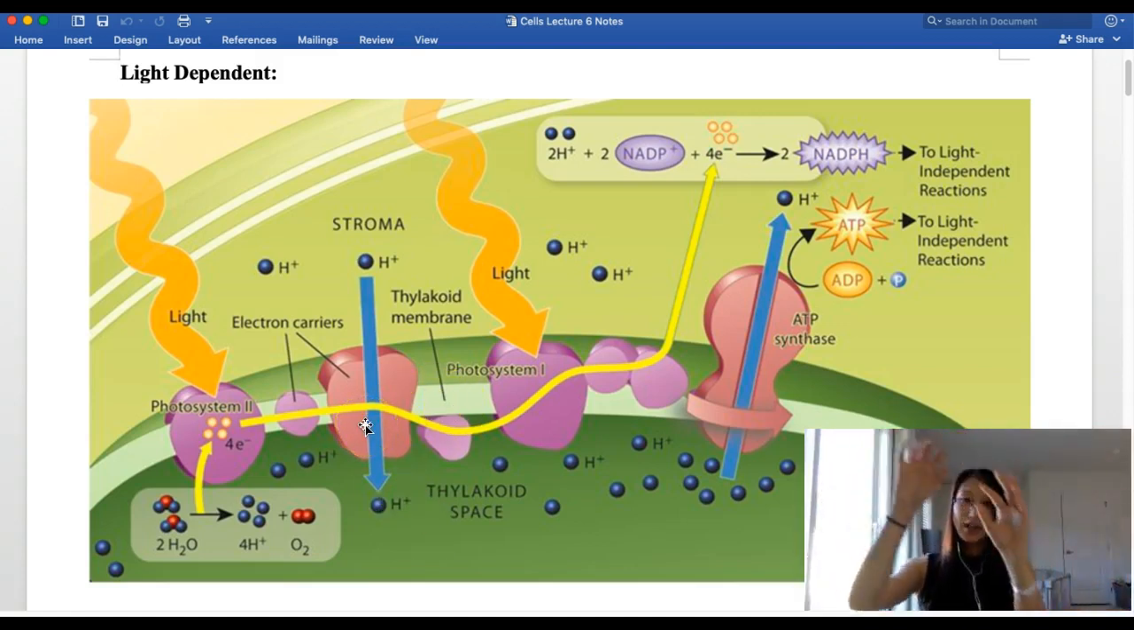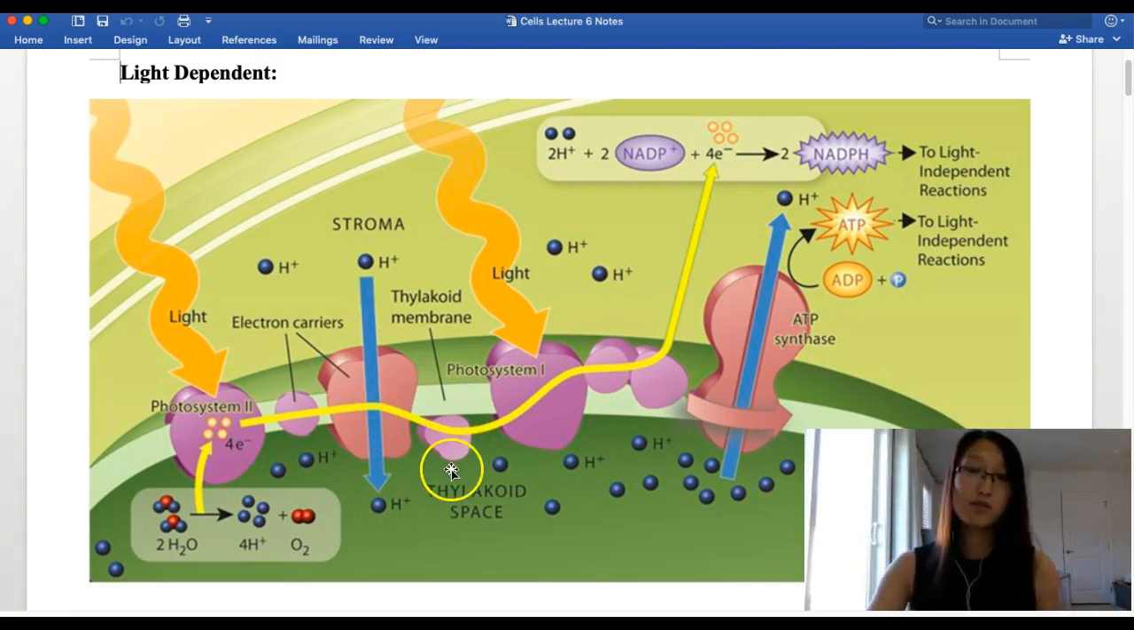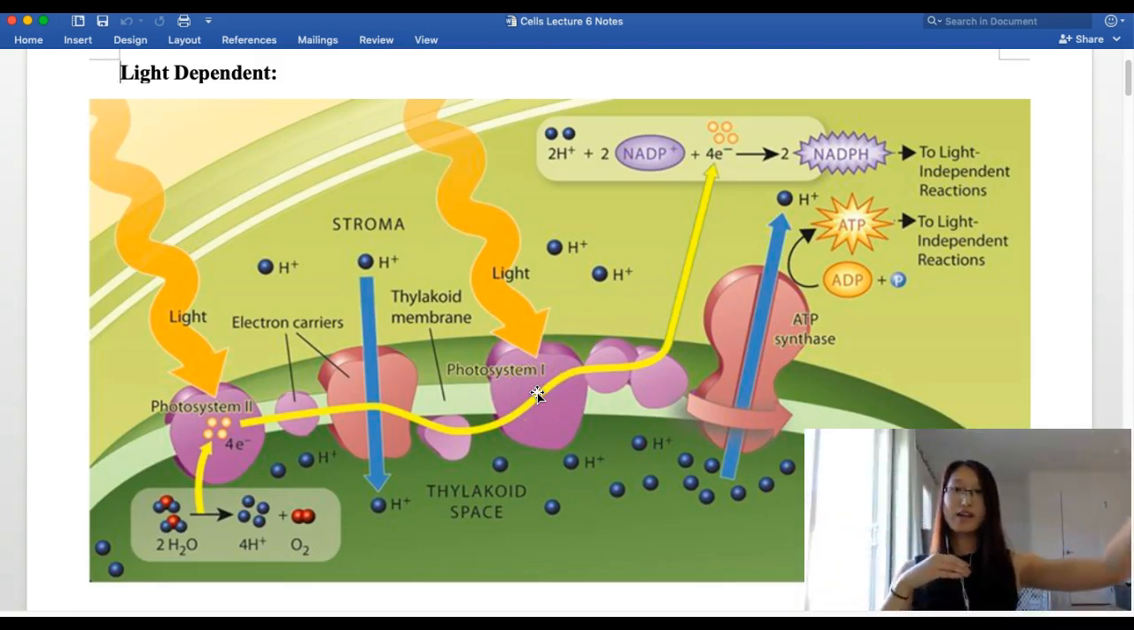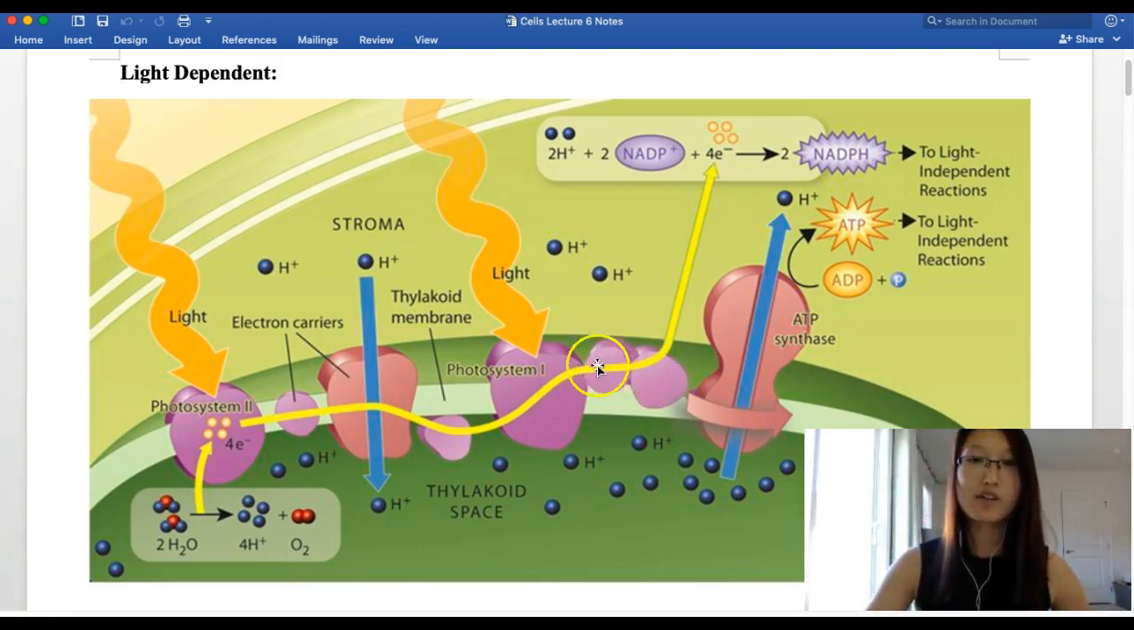And because the electrons lost all that energy, now our electrons don't have energy anymore. But before this electron can move any further, we need to re-energize the electrons. So light comes in again at photosystem 1 and re-energizes that electron. So light comes into photosystem 1, electrons get re-energized, and then electrons move through a short electron transport chain, which is also made out of proteins.